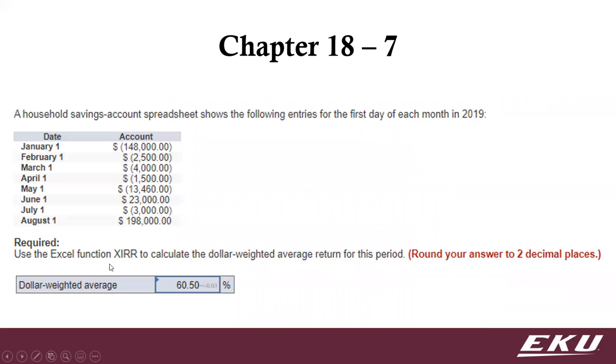So you'll type in equals XIRR parenthesis, and then you'll be able to put in what those values are. Notice these are all negative except for June and then August, right? So it's like you're paying money and then you're gaining.